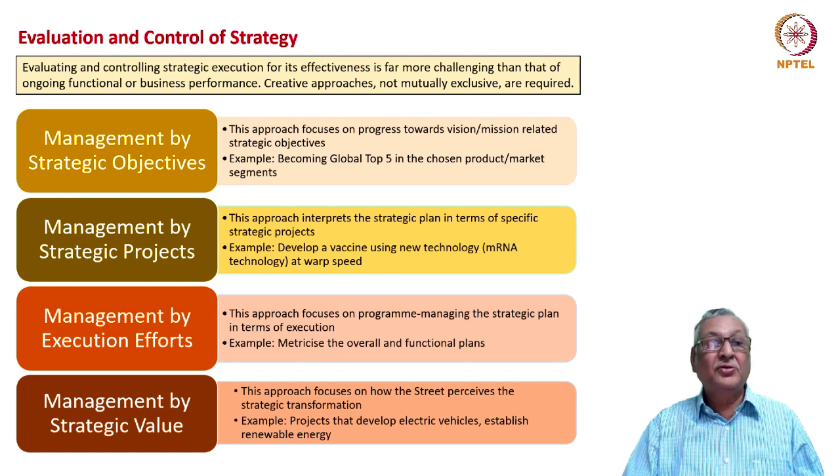So how do we evaluate and control strategy? We have seen several aspects of strategic execution, right from designing as per a proper framework, doing strategic planning the right way, having the right inputs, creating an execution paradigm, understanding the structure strategy relationships, culture strategy relationships, reengineering for efficiency, and so on. But how do we evaluate and control strategy?